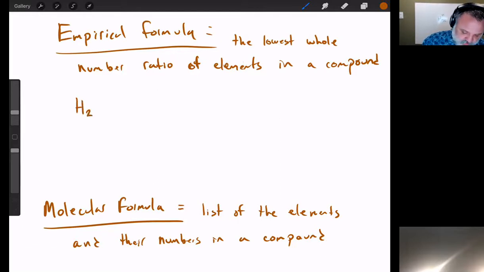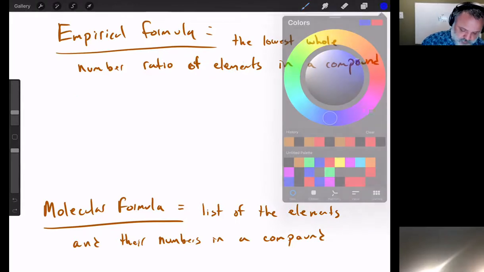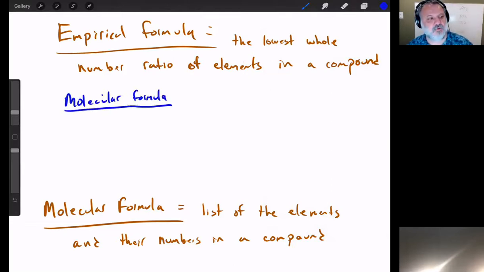So let's switch colors actually so that we have some designation. Here's the molecular formula. Here's the empirical formula.